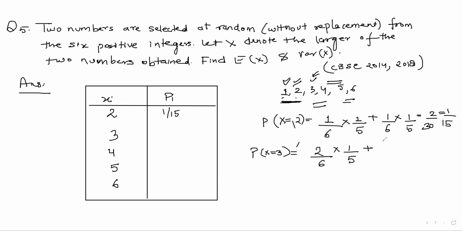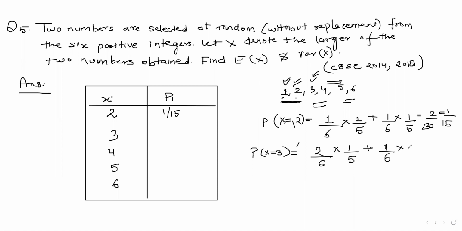Now again, let the first number be 3. What is the probability of getting a 3? Yes. Why 1 by 6? We are doing it from the starting. So if you have 6 numbers, you're drawing a 3. So that means 1 by 6. Clear?